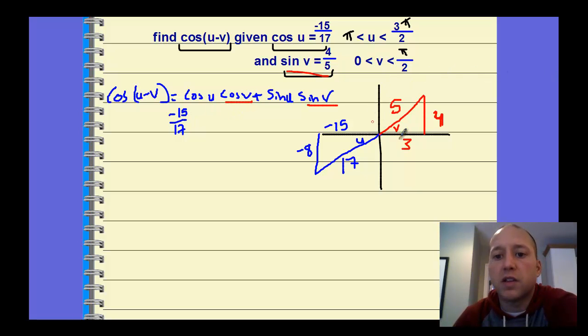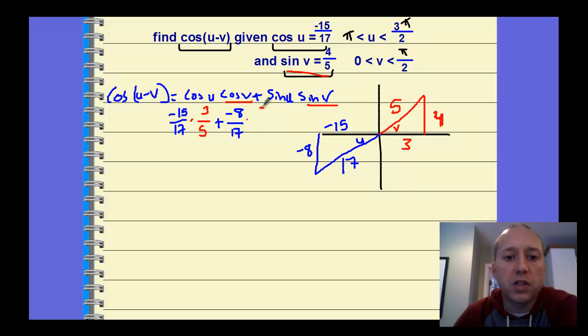Cosine v is in the red triangle. Using our SOHCAHTOA now, we can get 3/5. And then plus, we want to find the sine of u. Sine of u would be negative 8 over 17. And then sine v, which would be the 4/5, was actually given to us in the problem. And so this is equivalent to the cosine of u minus v.